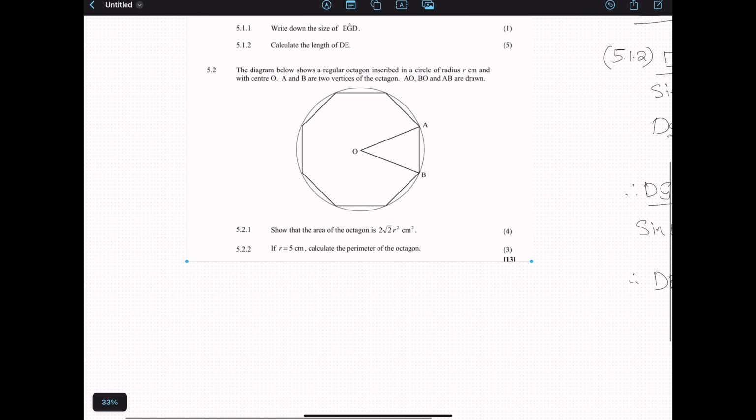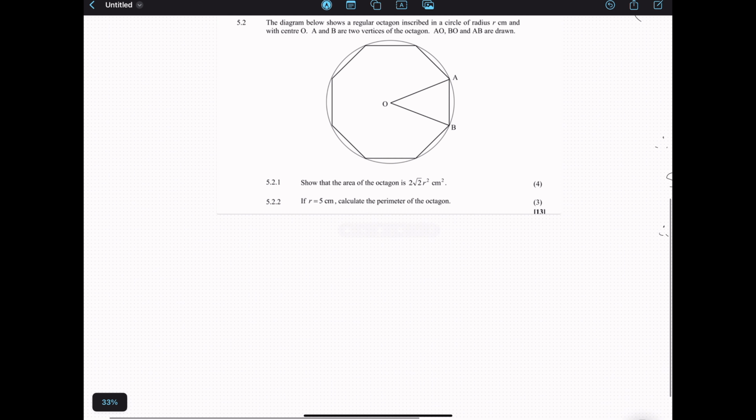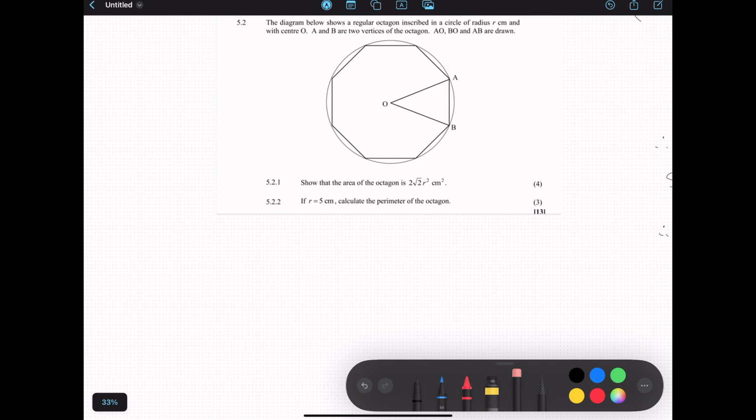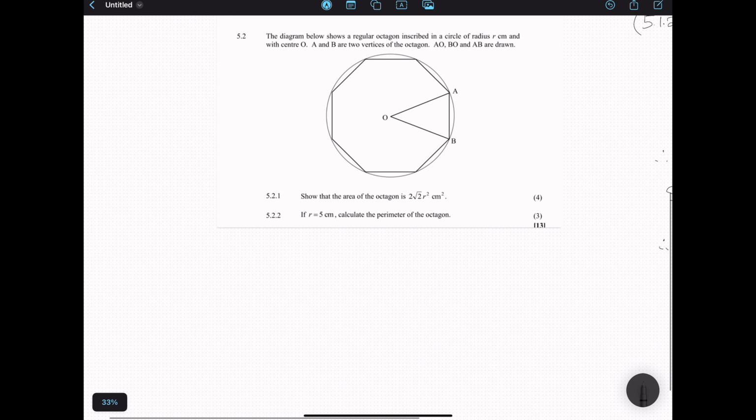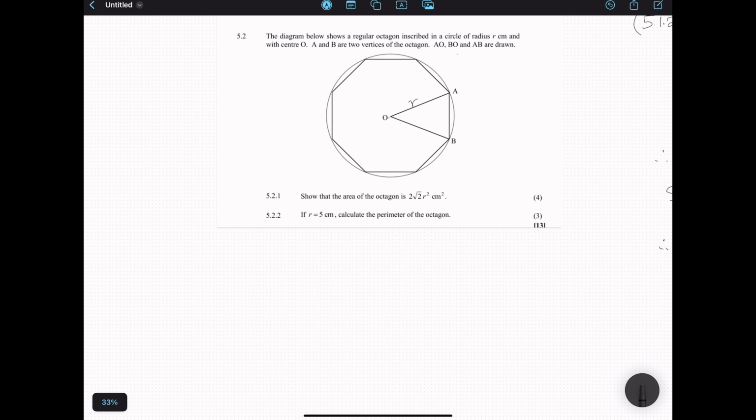The second question says, the diagram below shows a regular octagon inscribed in a circle of radius r. So the radius is given by r, and we can just write it there. The center is O. This is our center. A and B are two vertices of the octagon. AO, BO, and AB are drawn.